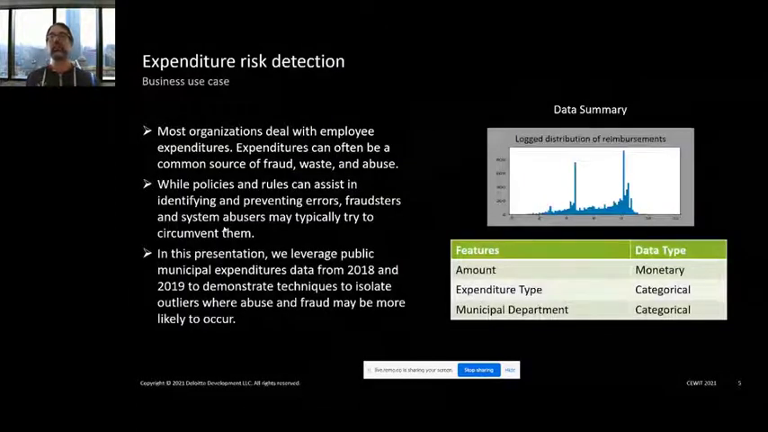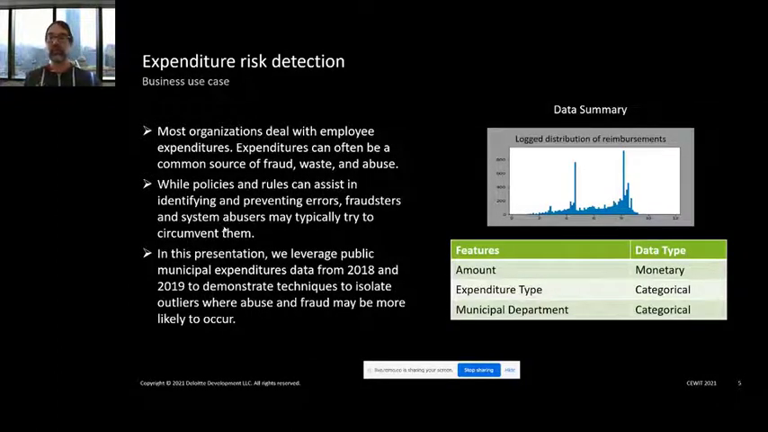So a brief covering of the use case that we have here, expenditure risk detection. In this case, large organizations deal with employee expenditures. And this is a common source of fraud, waste, and abuse. So while policy rules can assist in preventing particular errors, they'll never cover the entire base of fraud, waste, and abuse. So this is where machine learning can come in to really look at behavior in the data and identify unknown sources of fraud, waste, and abuse.